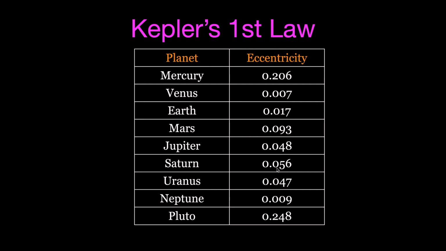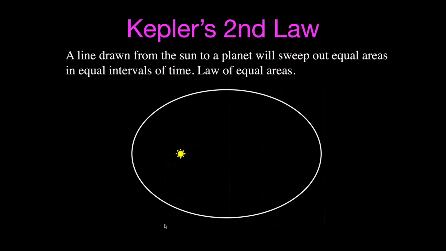And when we talk about planetary motion, we have to be very careful when we talk about their shape, and we consider them to be elliptical. All right? Okay, now we're going to go over Kepler's second law of planetary motion.